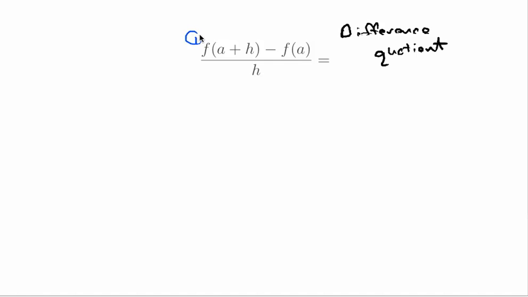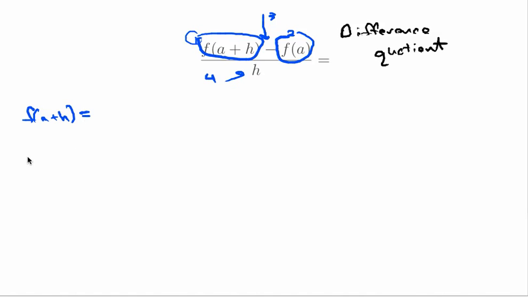I first of all have to calculate f of a plus h. Then I need to calculate f of a. Thirdly, I need to subtract them. And then fourthly, I have to divide off by h. So let's go over and do this one at a time. So first of all, f of a plus h.